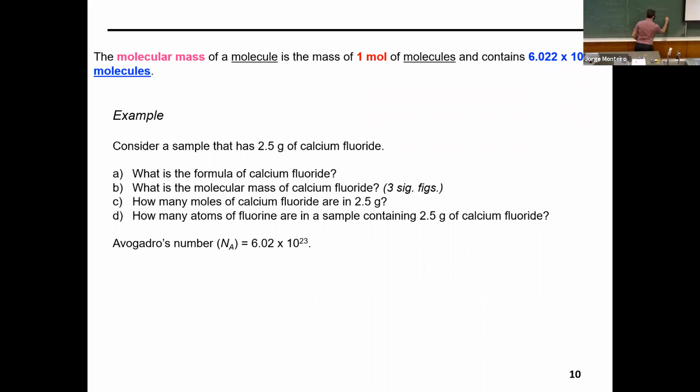Okay, and then we are going to use this number for C and D items.